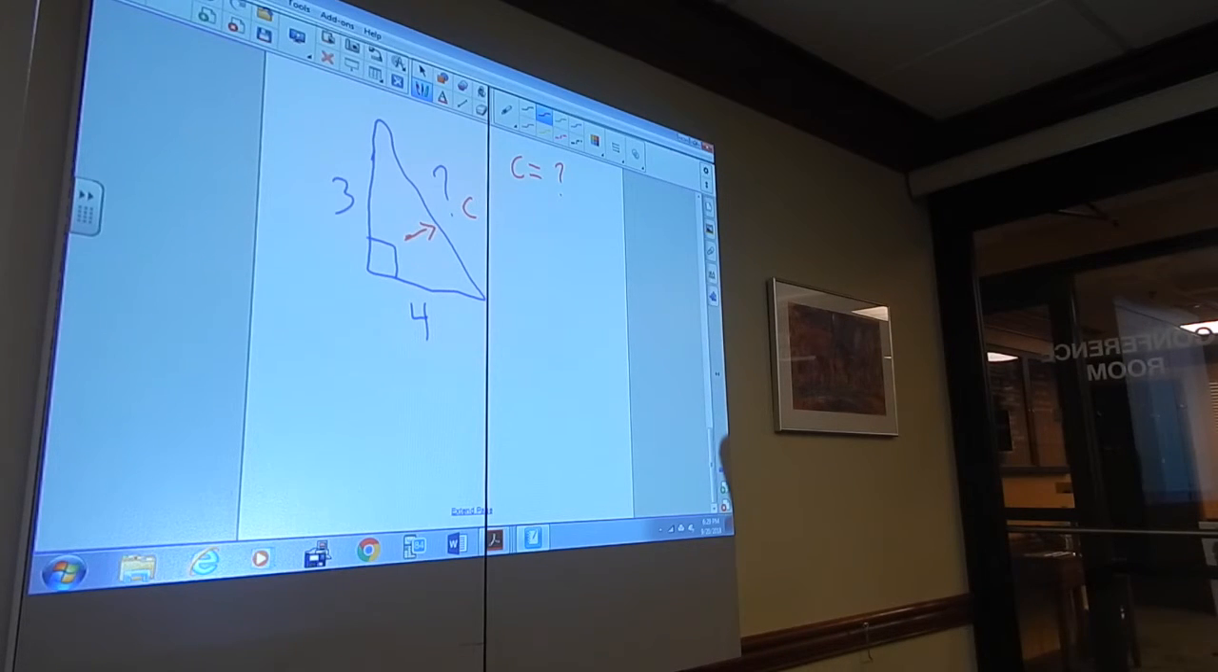How you doing over there, Emma? It's 5. C is 5. Ah, what'd you get? Of course. 5. Yep. There we go. All right. So yeah, like you said, 3 squared plus 4 squared equals C squared. 9 plus 16 equals C squared. 25 equals C squared. Square root should give you C equals 5. And that's exactly right.